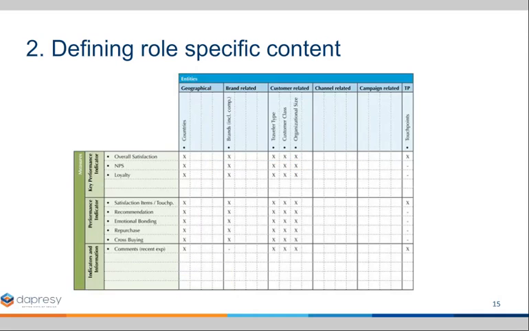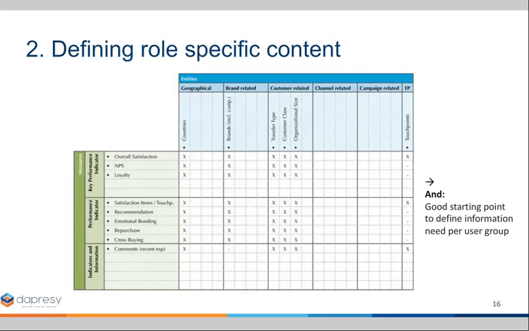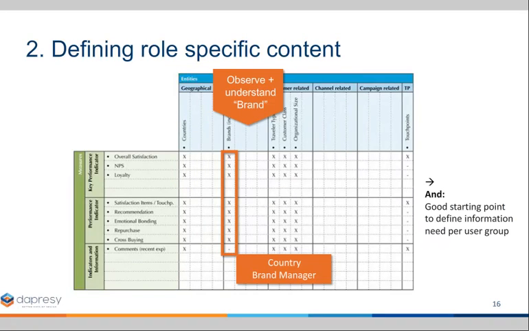But in addition, it's always good to also discuss with the users in the end what kind of information is required for them. And for instance, this global CEO might be just interested in a cross-country view for the KPIs, so overall satisfaction, NPS, and loyalty. And he's mainly interested just in observing the information, so just monitoring and maybe understanding the development, or are we doing better or worse.